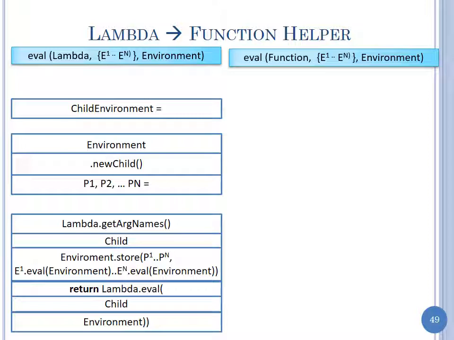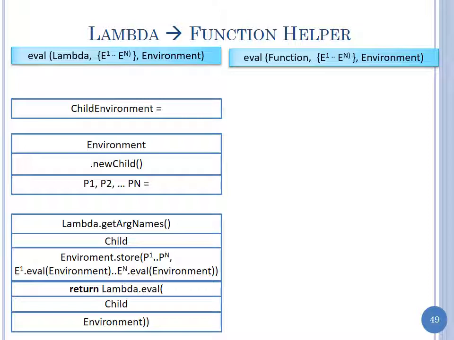Before we do that, we have to create a new child. The formal parameters we get from the lambda object. The actual parameters we get from our input S expression. So we create a new child, store in the child environment this association, and do a lambda.eval child environment. That's what we did earlier. Now how does this change?